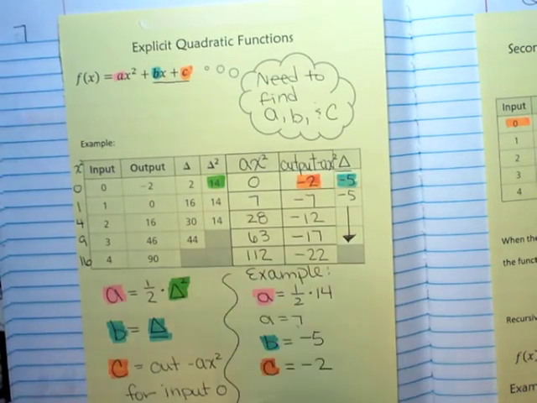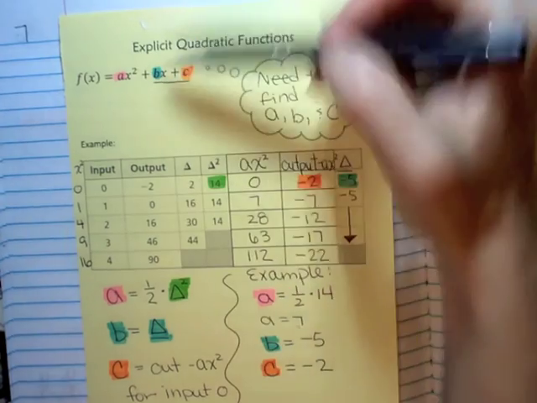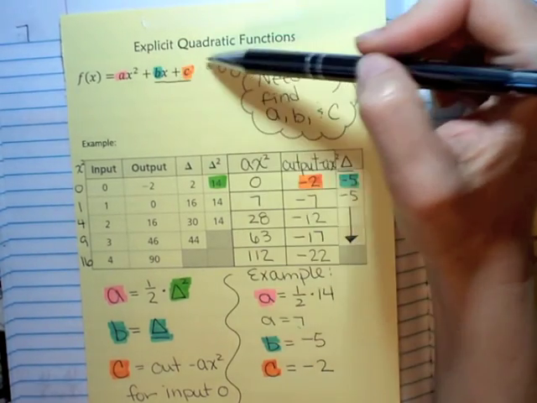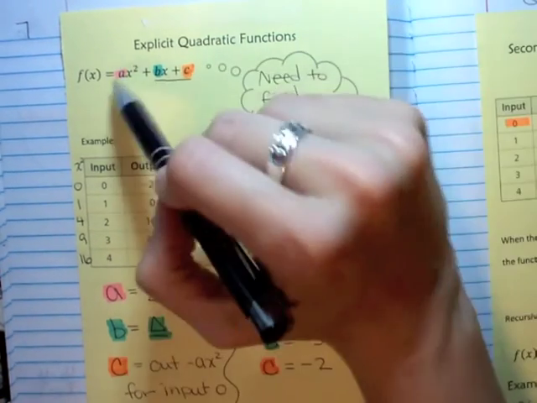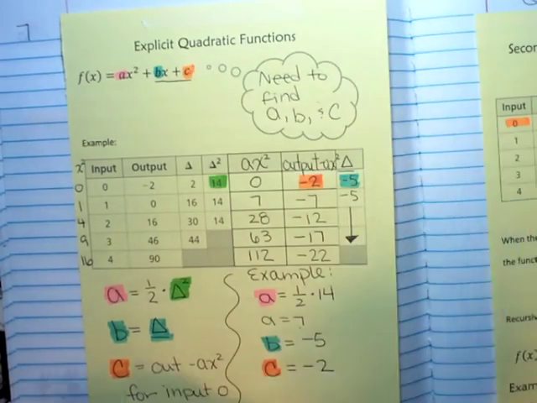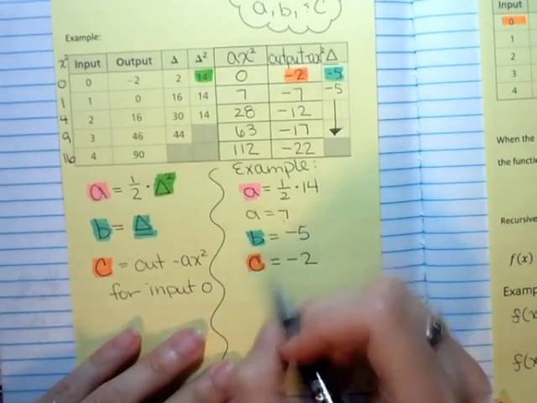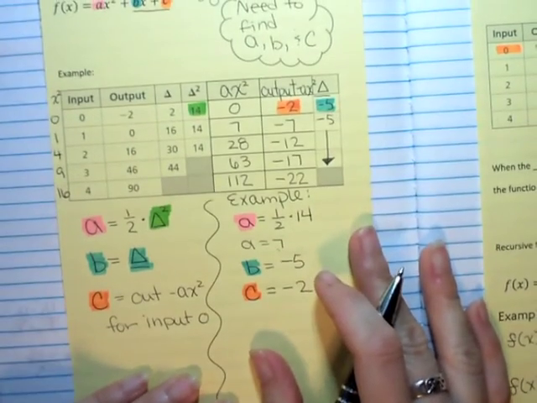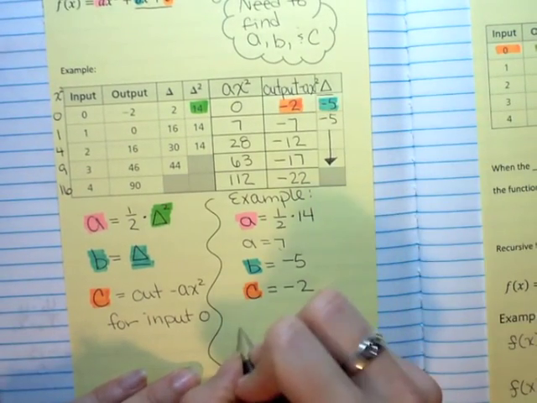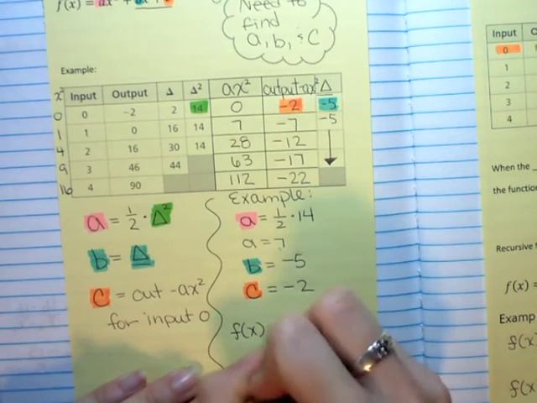Okay, our last step. So when we are done, we have to have a function that looks exactly like this. The only difference is we'll actually fill in numbers for a, b, and c. So now we're ready to write our function. I'll move that up so you guys can see it. Okay, so we have f of x. We're always going to start with our f of x.